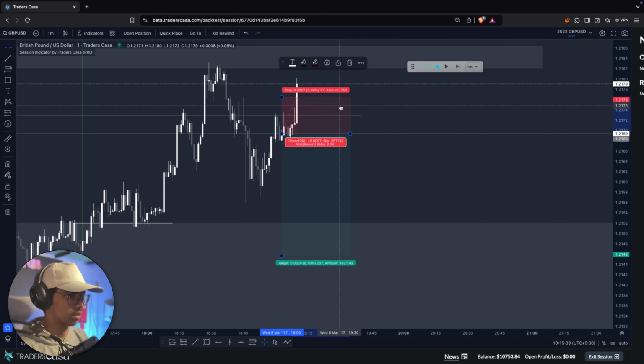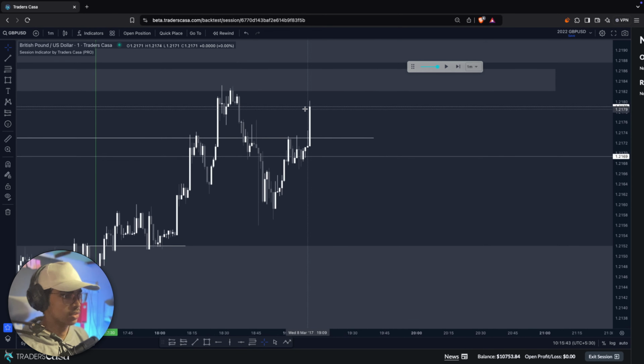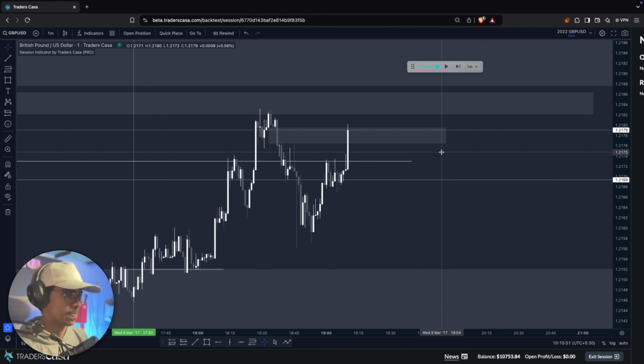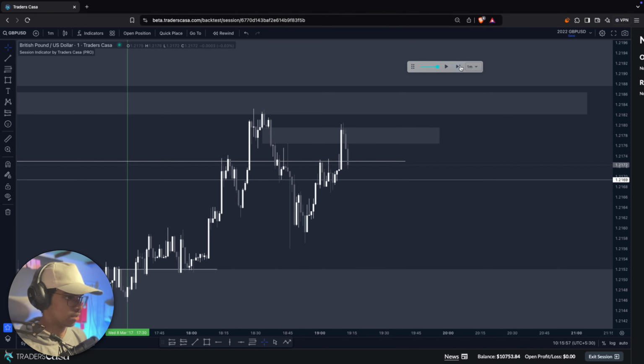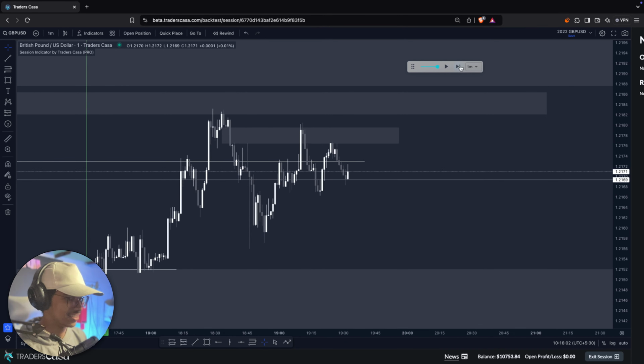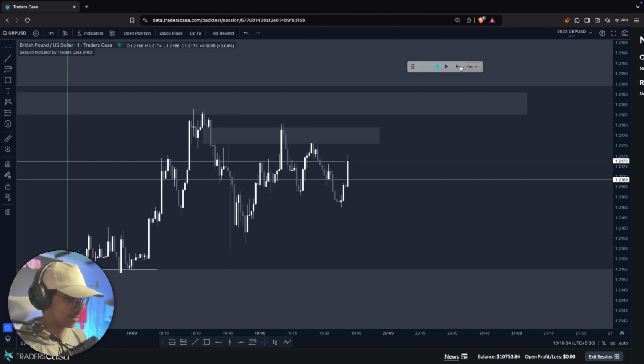Nah, it gets taken. Now I don't want it to return to that thing. See, there was a fair value gap in here as well. The price should have returned to this point. Okay, this fair value gap has been touched. Market structure break. Oh no. Now it's going lower.